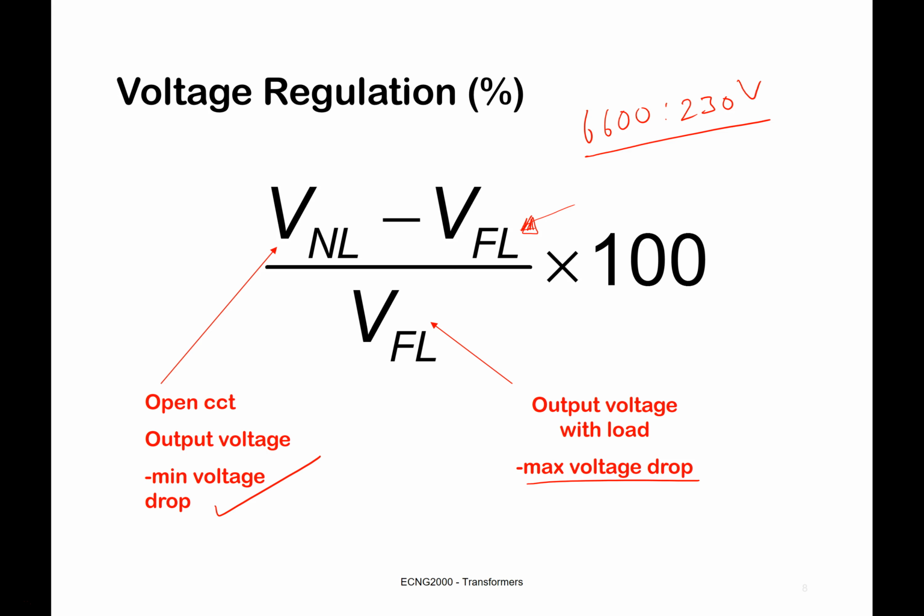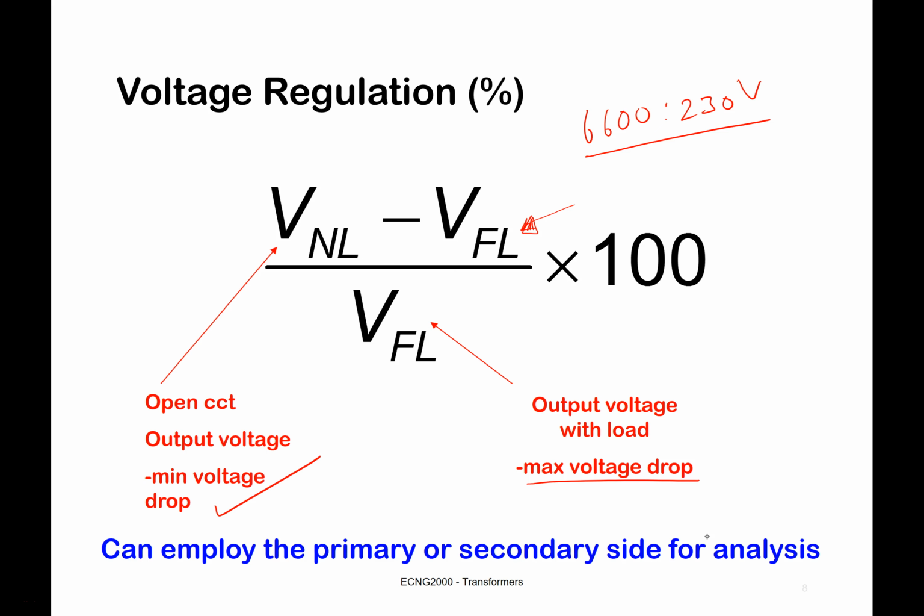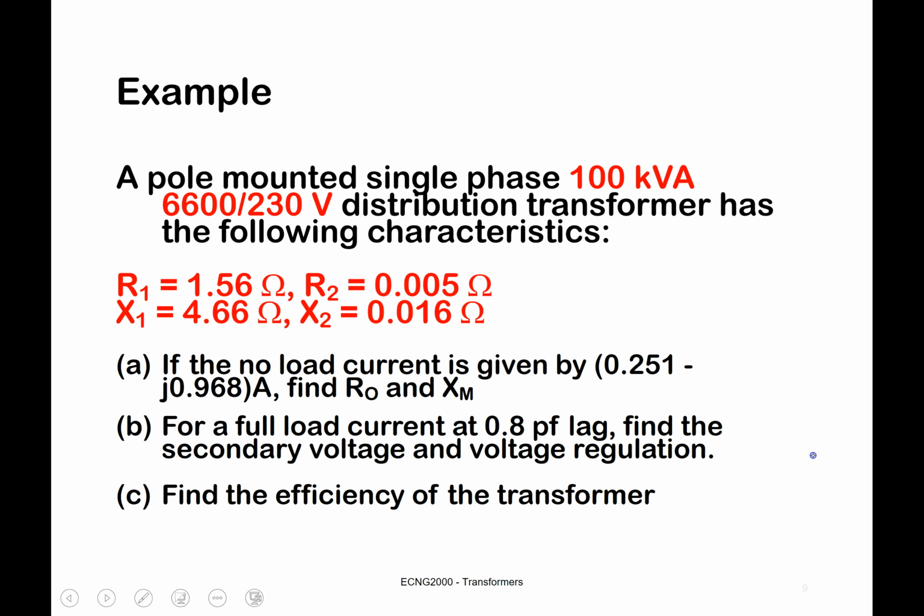If the regulation is large, it means that you have a large deviation between the no load and full load conditions, and that's not something you want, because in power transmission you want to ensure that even when you have a lot of load on the system, the voltage remains at the stipulated levels. Remember, you need the proper voltages for your devices to work on, in your homes and at industries.